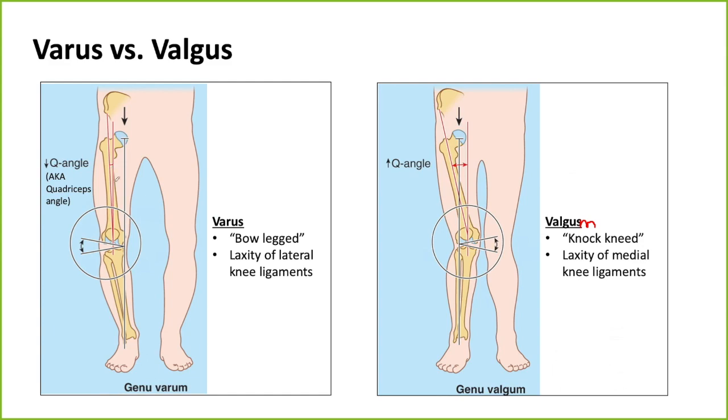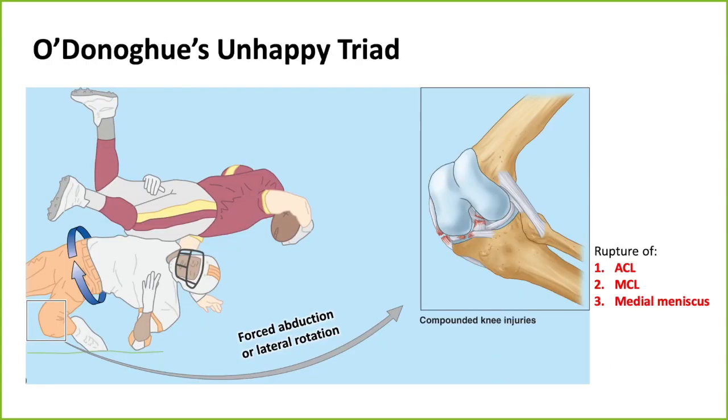And you also need to know the Q angle. So there's a large Q angle with valgus, and then there is a low Q angle with varus, which is just the quadriceps angle. Okay.